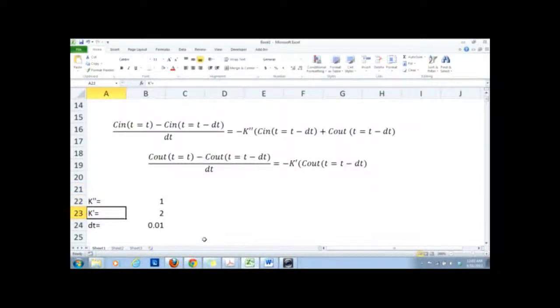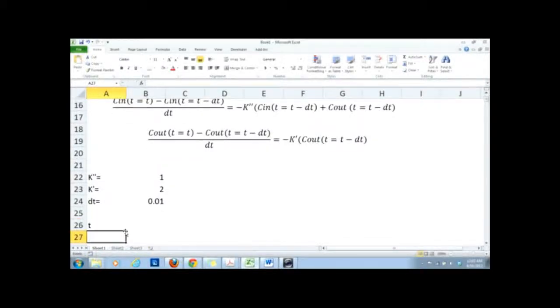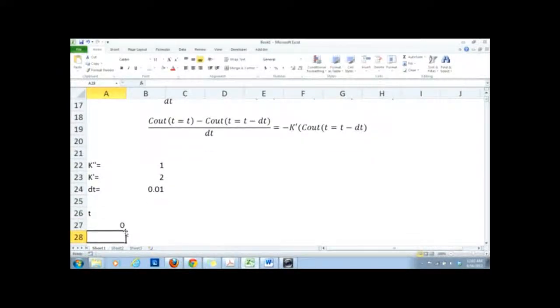Now what I'll do is I'll first define t, and t is equal to 0 in the beginning. Then let's define C in and C out. Let me center them. Now for C in, let's assume the initial concentration is 100 in the first chamber and 100 in the outside chamber. And now after time dt, the time will be dt.